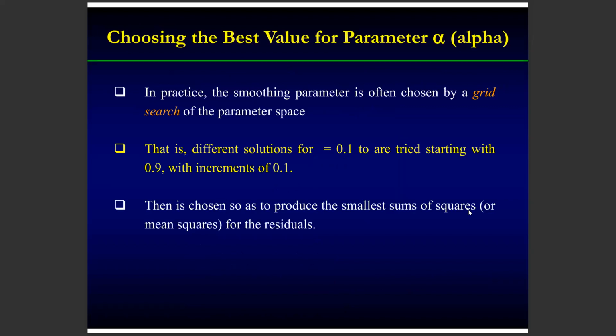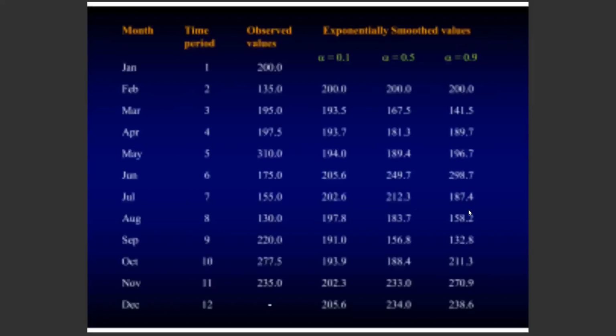Choosing the best value for parameter alpha. In practice, the smoothing parameter is often chosen by a grid search of the parameter space. That is, different solutions from 0.1 to 0.9 are tried, with an increment of 0.1. We start our calculations from 0.1 and increase it by 0.1 up to 0.9. After completing all this, we can estimate the MAPE and select the best model, chosen so as to produce the smallest sum of the squares of the residuals. So that's the thing I stated earlier.